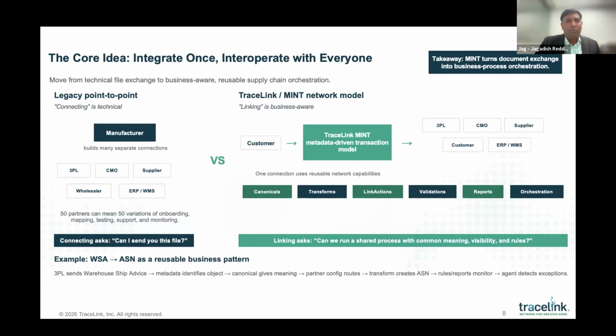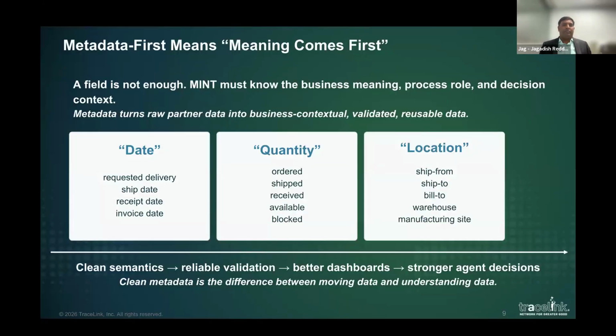Okay, now we are moving to the next core concept: what is Mint built on. We talked about canonicals a bit, right? We will go into detail in upcoming sessions on how canonicals are built and how we structure them. But canonicals are a metadata object. When we say metadata, it's the data definition of how data should be stored. And we give meaning to everything we store in the metadata in TraceLink.